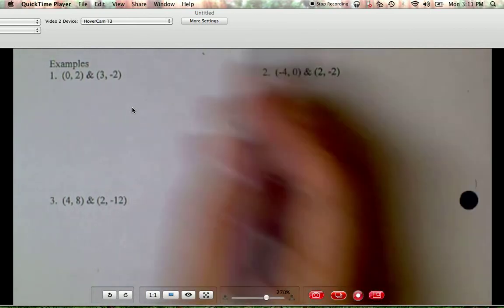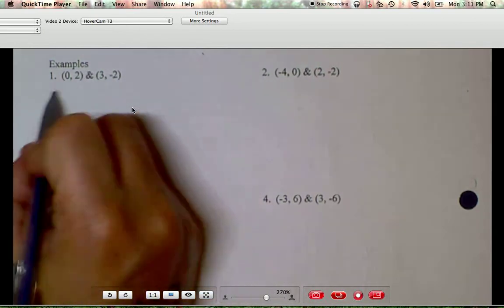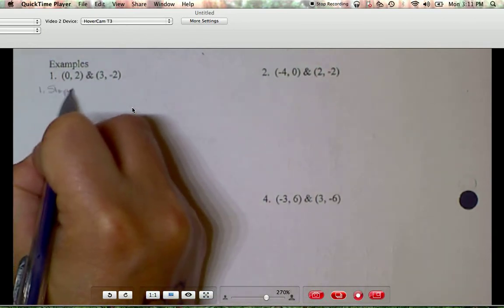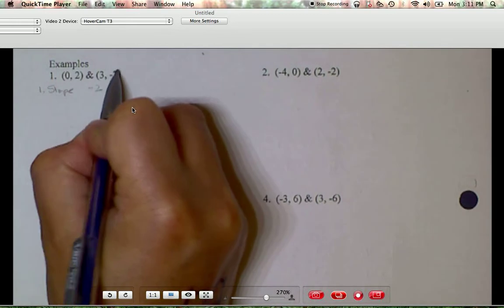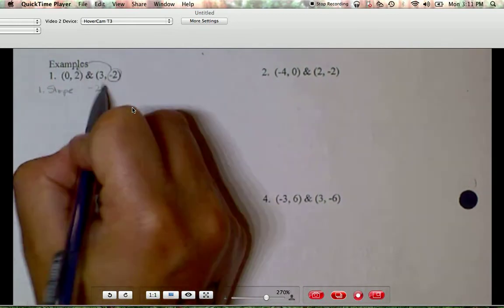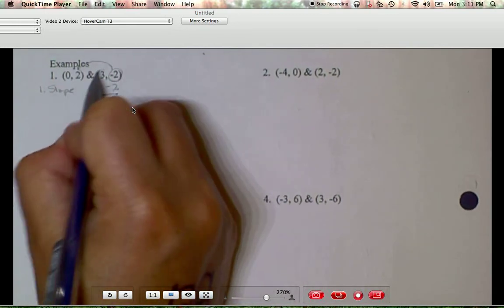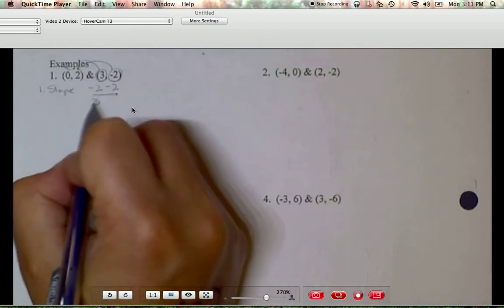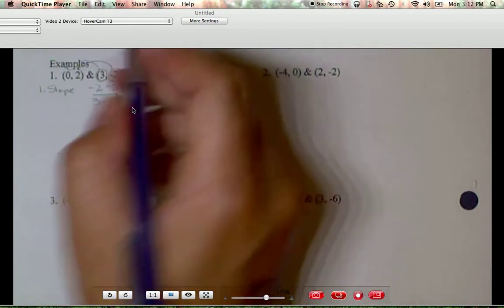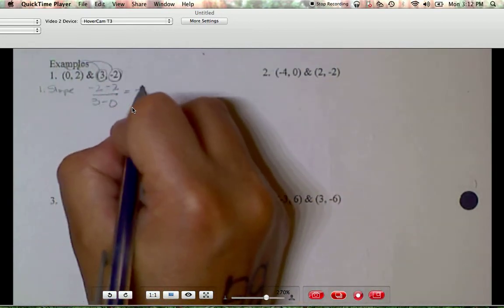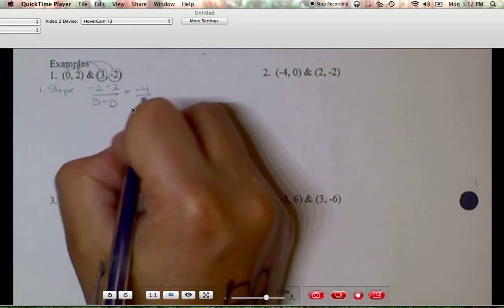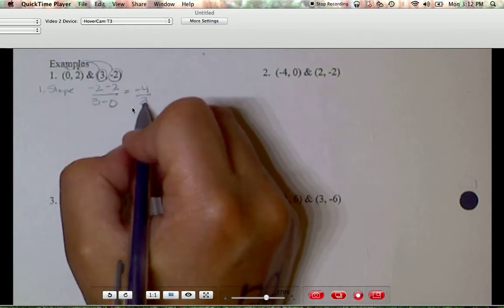Okay, so in example 1, we want to calculate the slope first. Number 1, calculate the slope. So we get -2 minus 2 over 3 minus 0. This will give us -4, and 3 minus 0 would give us 3. So we get a slope of -4/3.